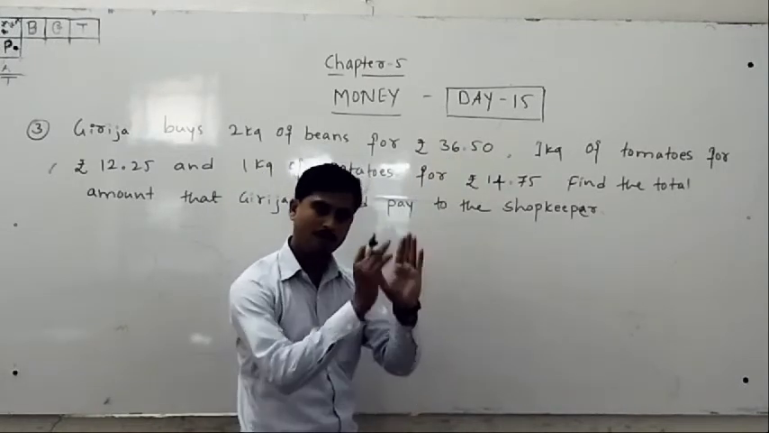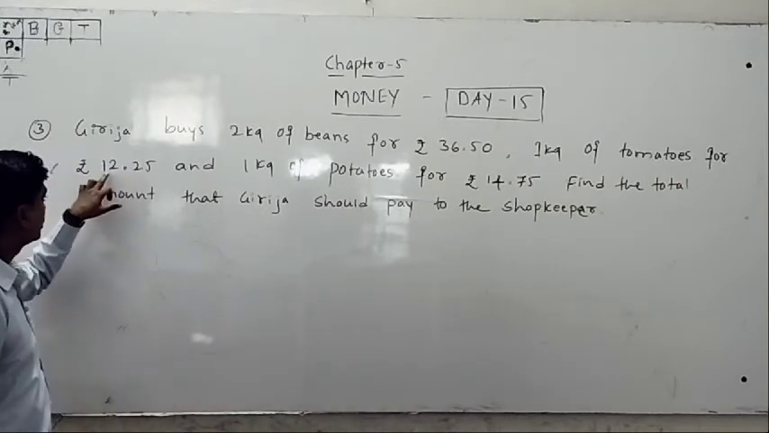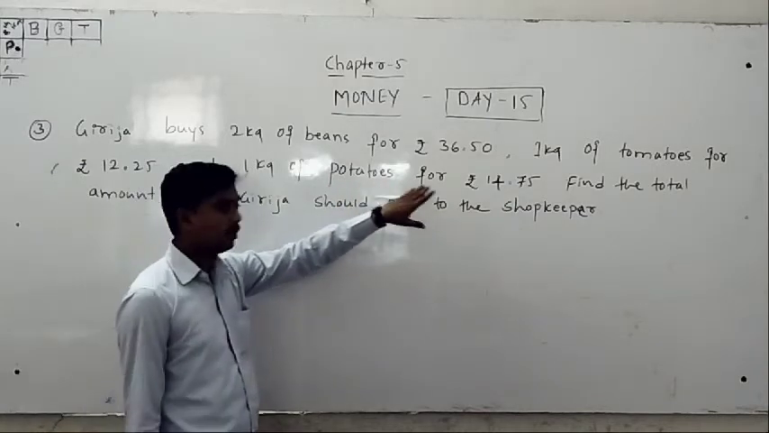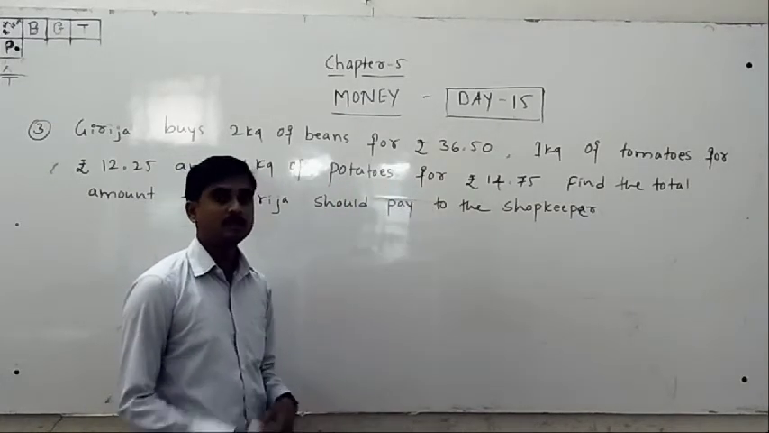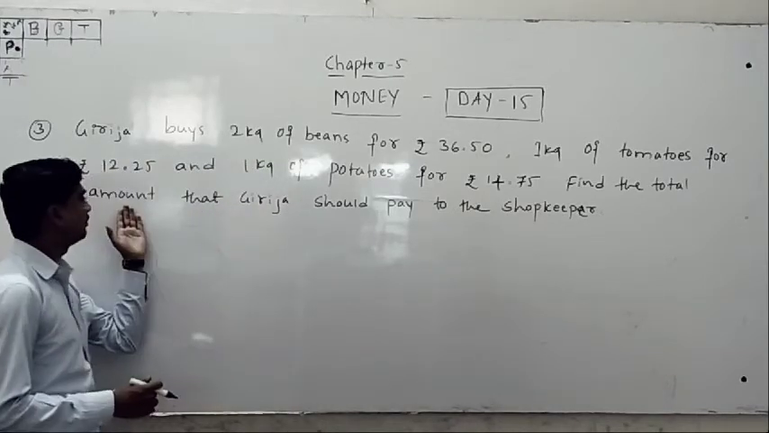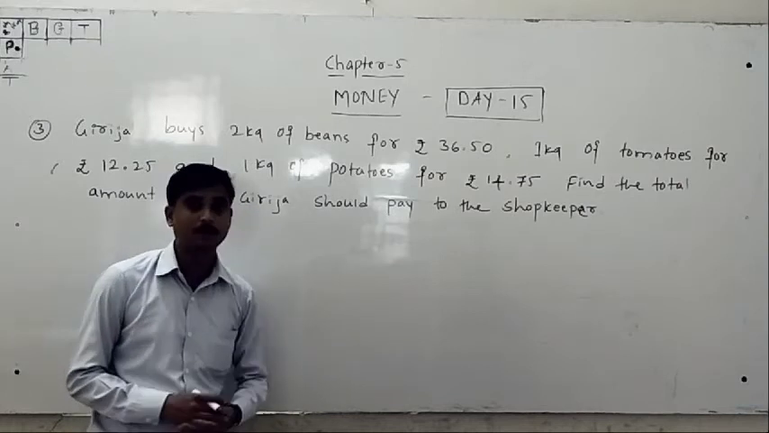Okay, only one shop. Then 1 kg tomato, 12.25 rupees. Then 1 kg potato for 14.75. Understand? Find the total amount that Girija should pay to the shopkeeper.